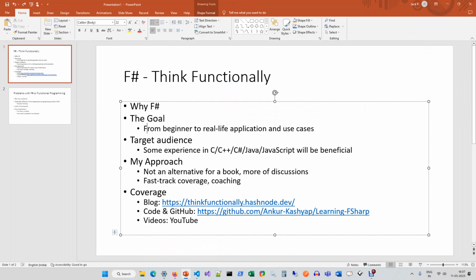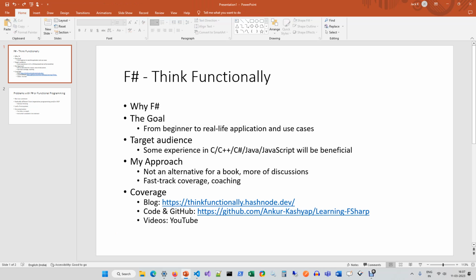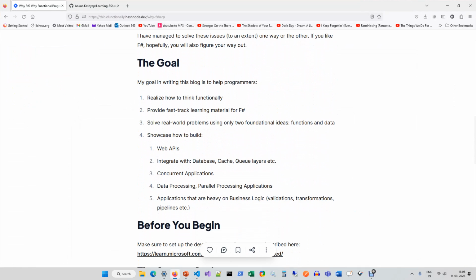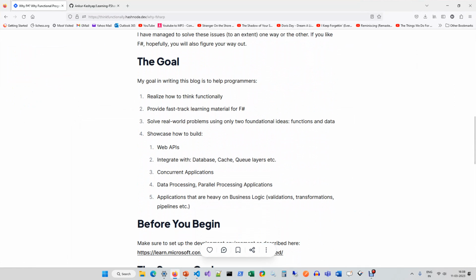What is my goal? My goal is to help programmers get a fast track kickstart so that they don't spend too much time looking for small details, so that they can work with F#. And over a long period, as we build more and more examples, as we cover more and more areas, is to help programmers think functionally, because that's where the key difference is.